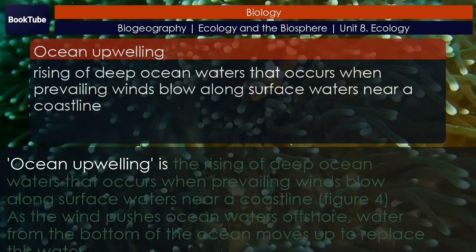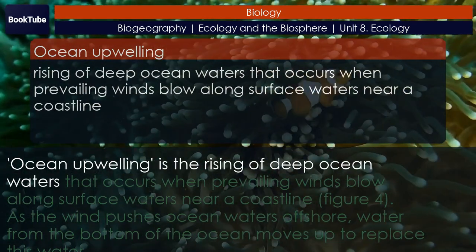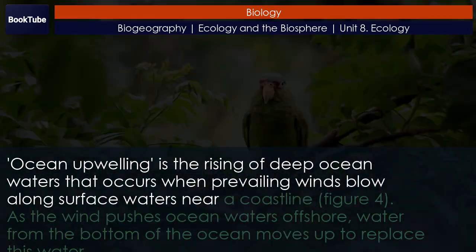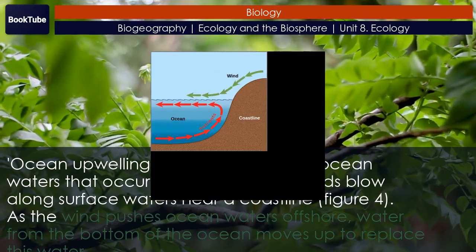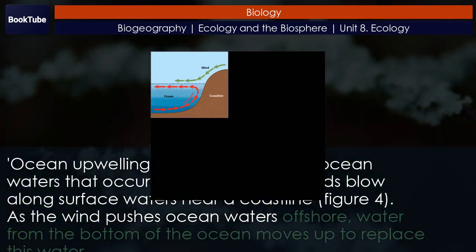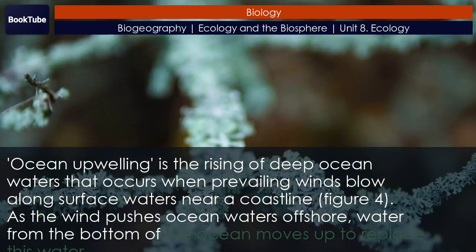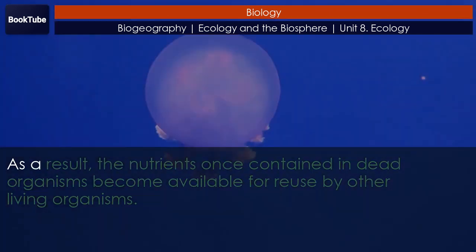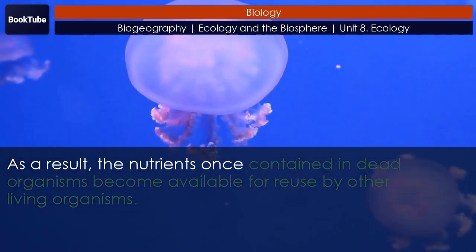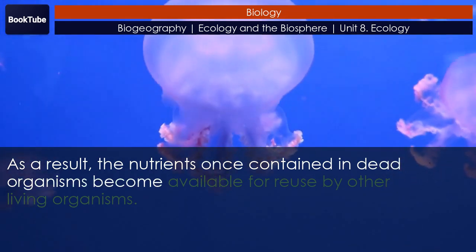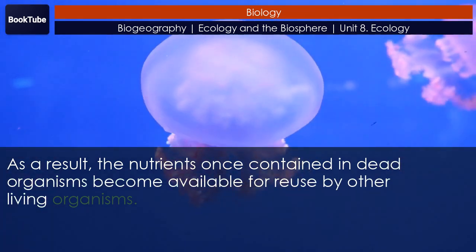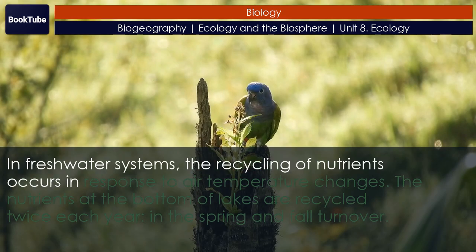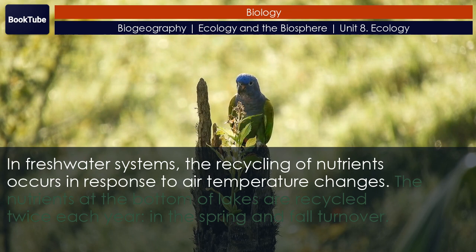Ocean upwelling is the rising of deep ocean waters that occurs when prevailing winds blow along surface waters near a coastline. Figure 4. As the wind pushes ocean waters offshore, water from the bottom of the ocean moves up to replace this water. As a result, the nutrients once contained in dead organisms become available for reuse by other living organisms. In freshwater systems, the recycling of nutrients occurs in response to air temperature changes.